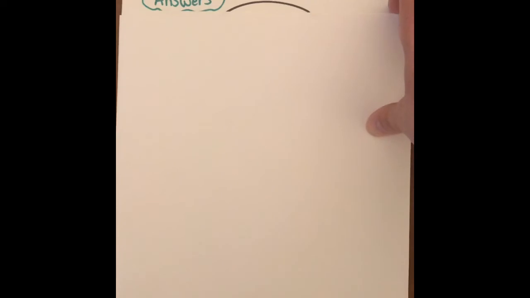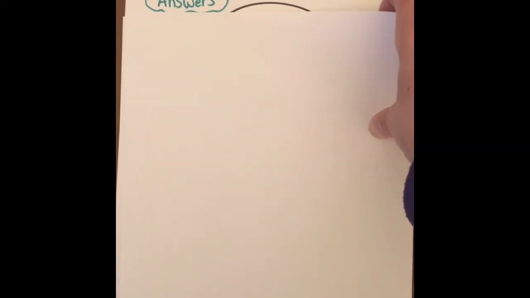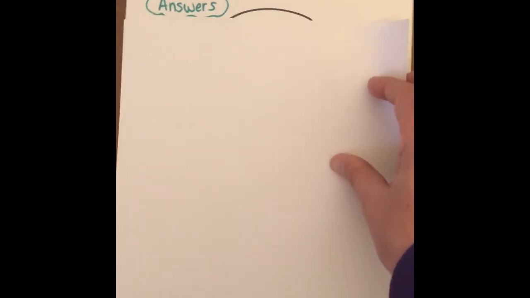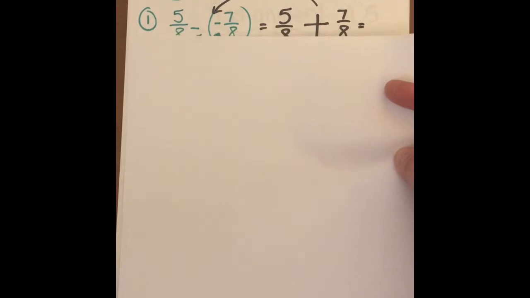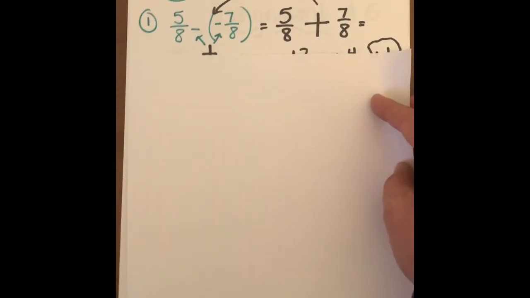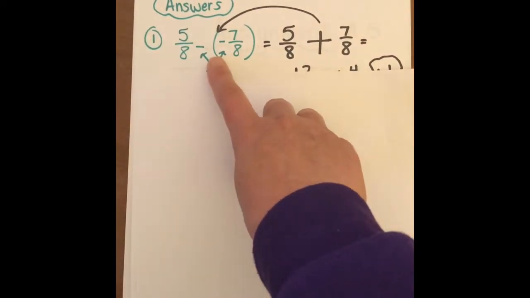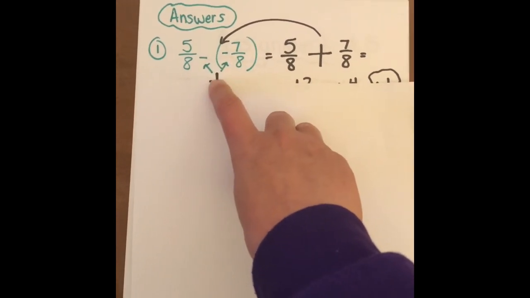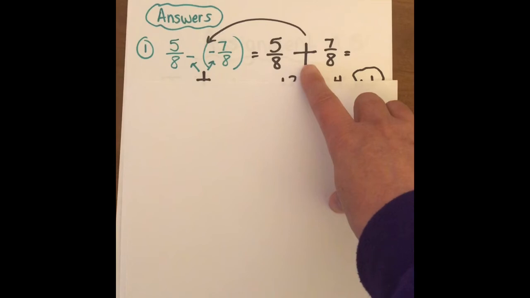Okay, hopefully you were able to get through those two problems that I wanted you to try. It's very important that you try them on your own and not just copy down the answers, because I really want to make sure that you understand the skill on how to get to the answer. So let's look at the first one. We have 5/8 minus a negative 7/8. Those are my favorite. Two negatives together, I want to combine that into one big positive.